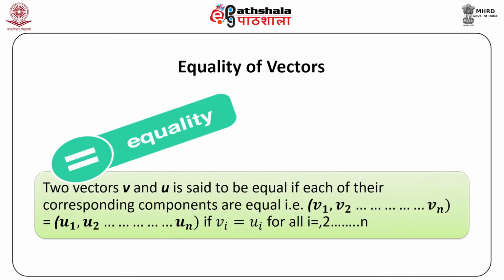Equality of vectors. Two vectors v and u are said to be equal if each of their corresponding components are equal. That is, (v1, v2, right up to vn) is equal to (u1, u2, right up till un) if vi is equal to ui for all i equal to 1, 2 right up till n.